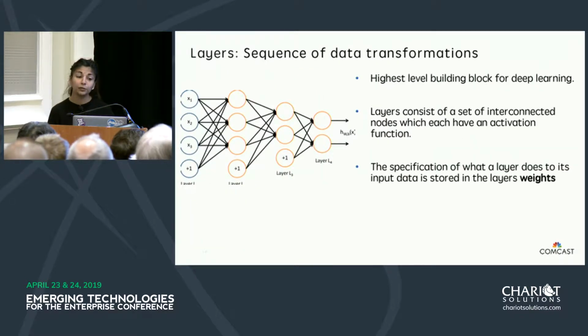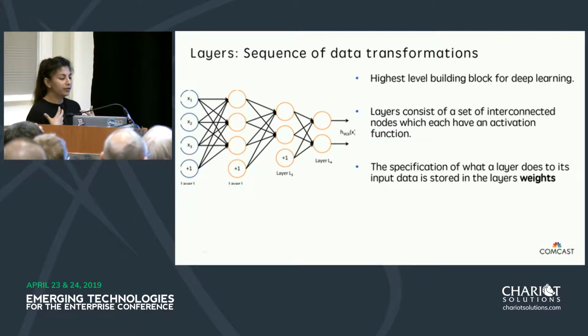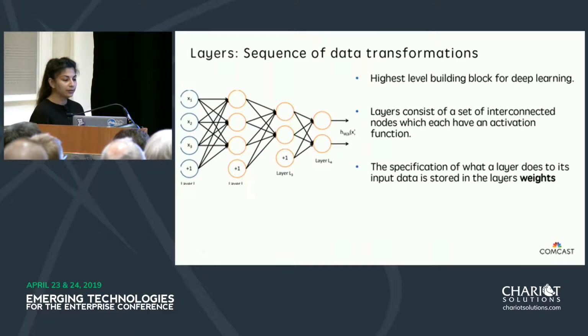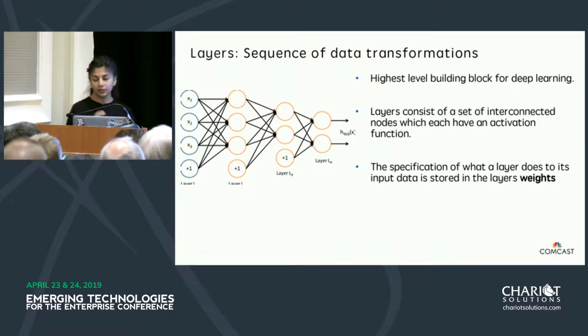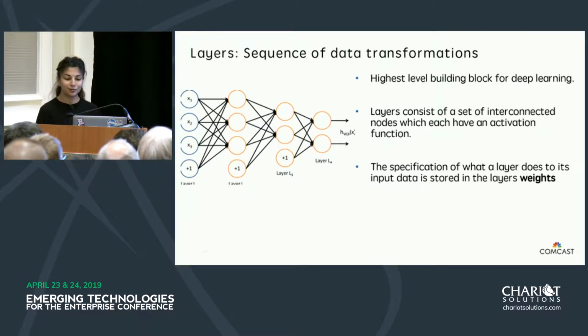So let's talk a little bit about layers. Layers are definitely a key concept of neural networks in the deep learning sense, and neural networks are typically organized into layers. It's considered the highest-level building block for deep learning. It's a sequence of data transformations. Again, there are two key concepts to machine learning, deep learning, or AI in general: it's data, and then transforming this data to create some sort of program that acts upon new data.